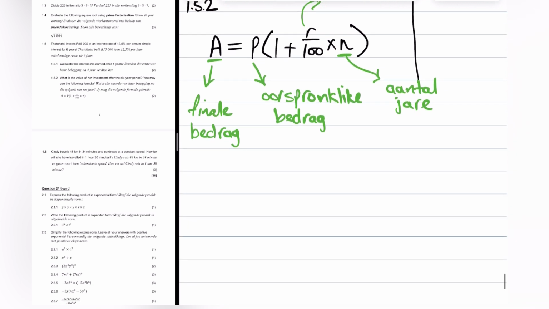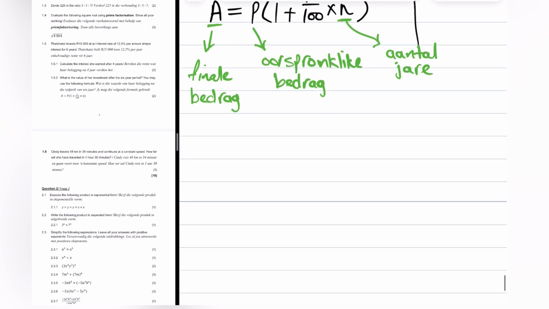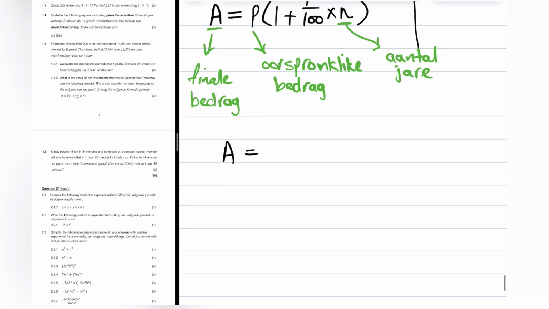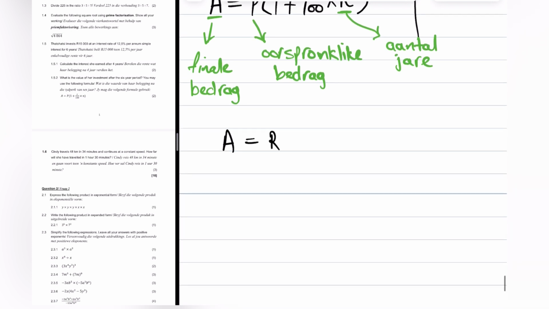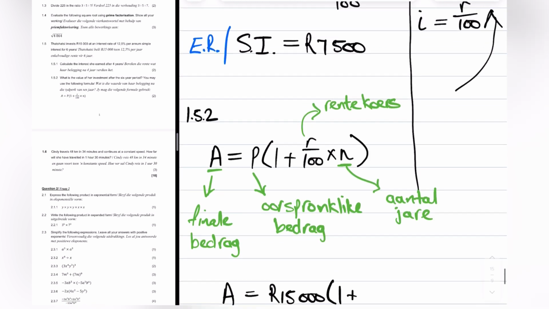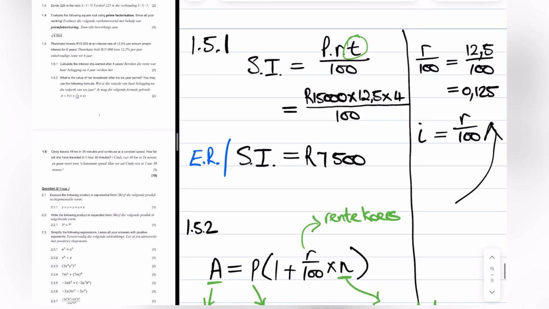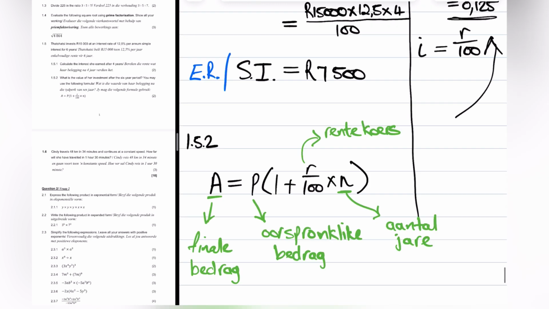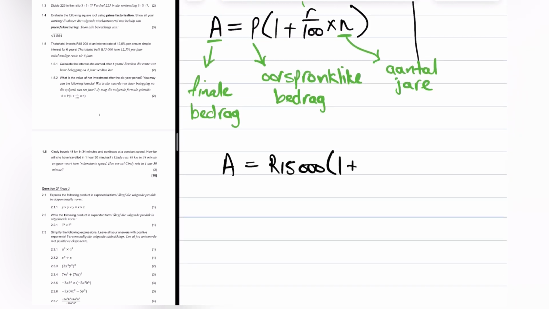Okay, so of course we don't know what the final amount is. That is what we're trying to find out or calculate. So that will be our unknown. So A then is equal to the initial amount, or the investment amount here is 15,000 Rand, multiplied by 1 plus. Now R over 100, if you can remember, if we go back up here, R over 100 here was 0.125. So you can just use that there, so we don't have to do that calculation again.